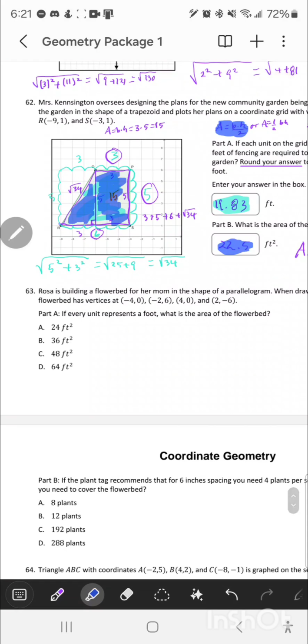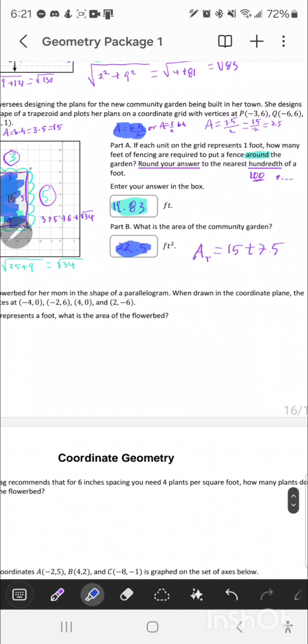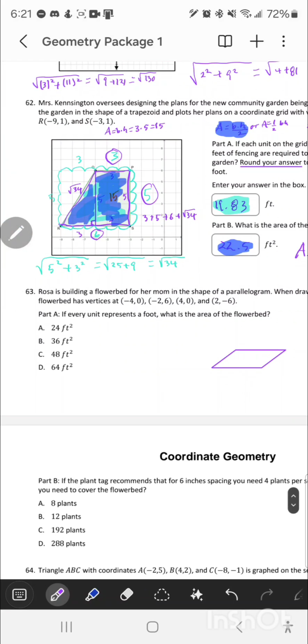Rosa is building a flower bed for her mom in the shape of a parallelogram. Okay, a parallelogram. I read the word and I'm thinking about this. Okay, we have a parallelogram. Now, when drawing the coordinate plane, the flower bed has those vertices. Now, if every unit represents a foot, what is the area of the flower bed?